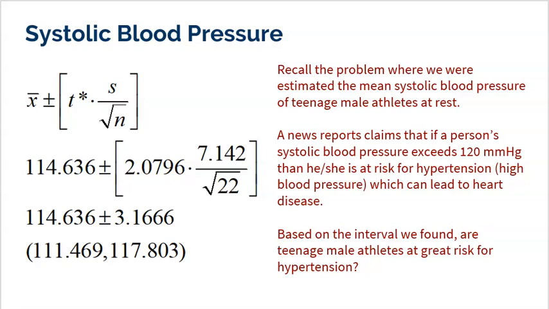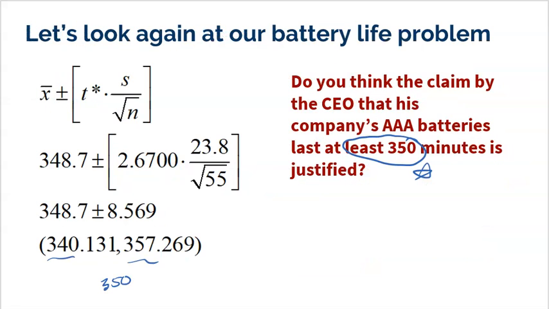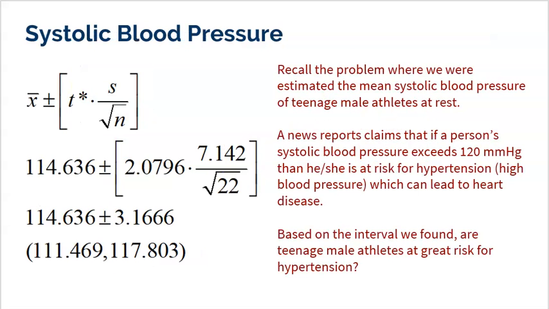But the idea is a claim has been made. We need to justify or not justify that claim based on our interval. So here, the CEO's claim fell within my interval, so I guess he could be right. I can't say he's wrong. Here, I truly believe that I have evidence that teenage male athletes as a group will not have hypertension on average. All right, so that's pretty easy.